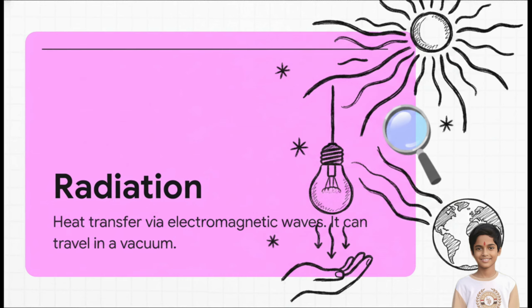Your book actually suggests a really simple activity for this. Just switch on a light bulb and hold your hand a little bit below it. You'll definitely feel the heat. Since we just learned that hot air rises due to convection, the fact that you feel heat below the bulb proves that the energy is reaching your hand via radiation.